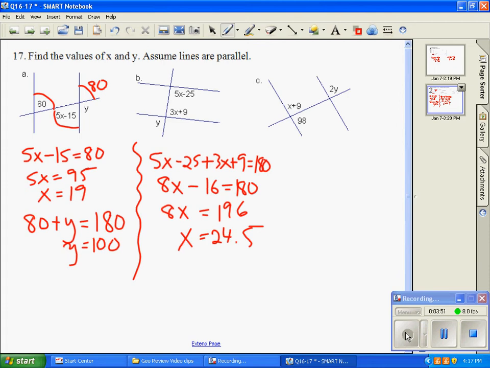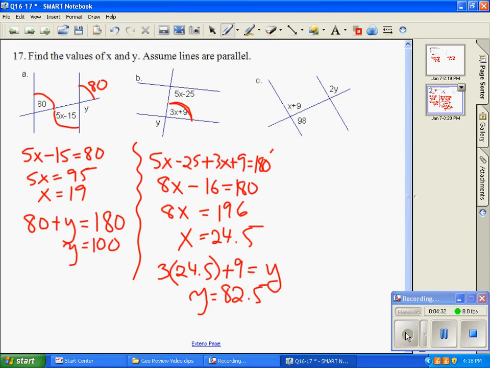We still need to find y. So in order to do that, we need to figure out one of the angles. So let's figure out this angle right here, because that angle is vertical with y. And once we find that, we basically have y. So let's plug the x into that expression. So we have 3 times 24.5 plus 9, and that equals y. So we have y equals 82.5.